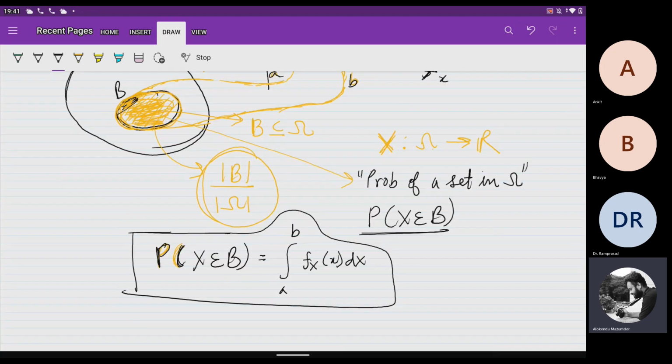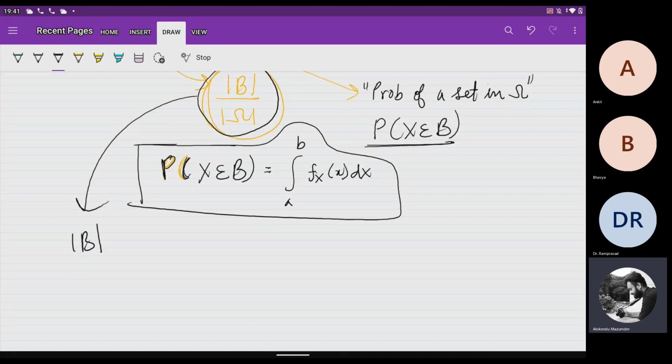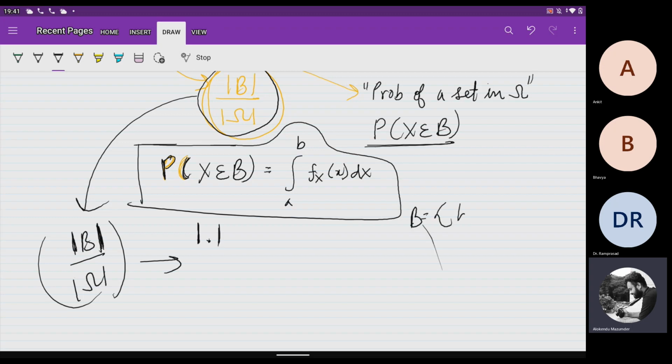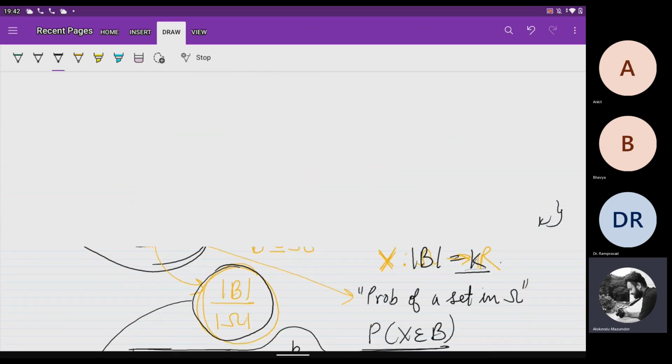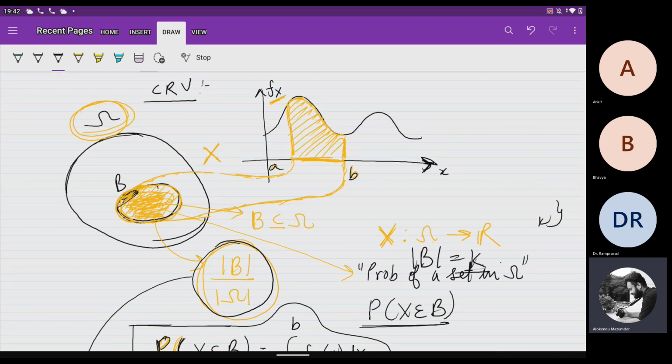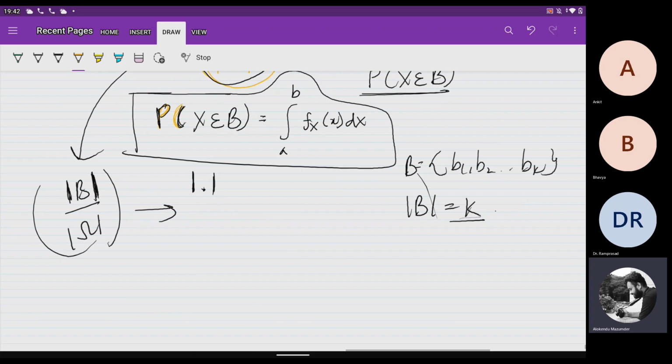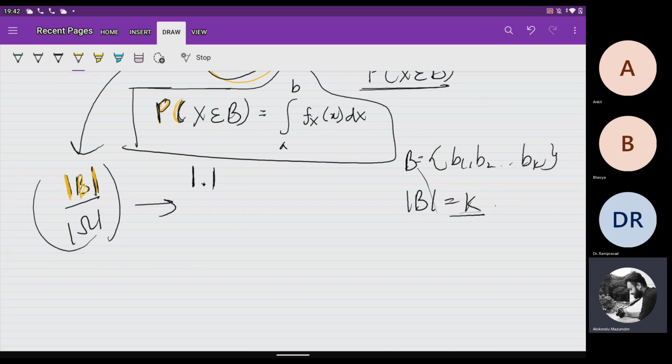This thing represents the cardinality of a set, right? If I have a discrete set B, let's say B1, B2, up to BK, then it will be equal to K. It is the cardinality of the set. But here the space is continuous in nature. So I am not supposed to use cardinality. Rather, I will use something known as a measure.